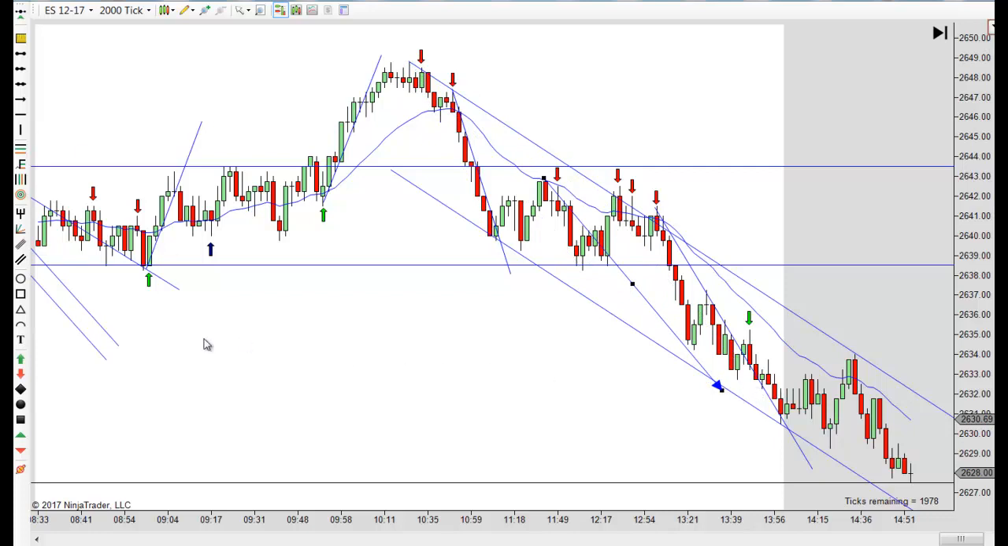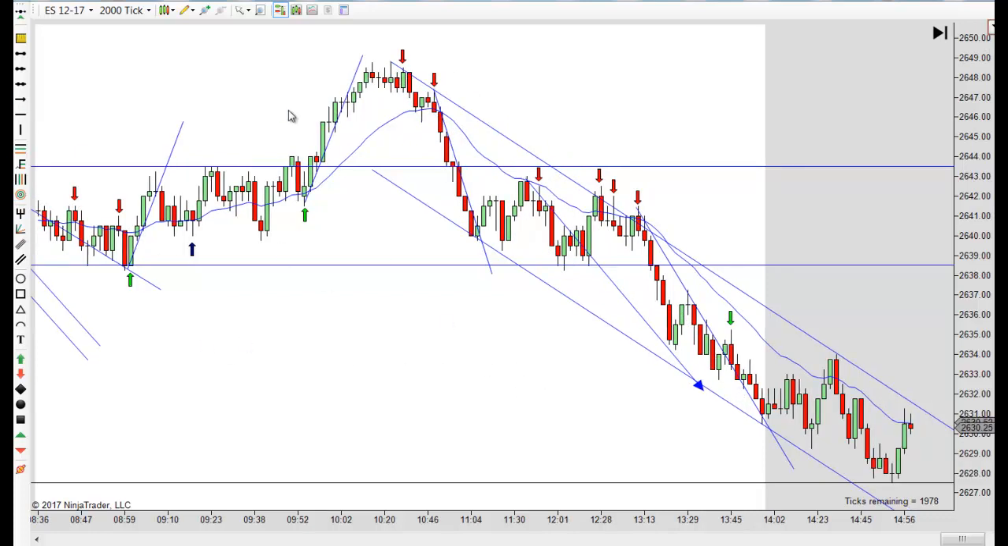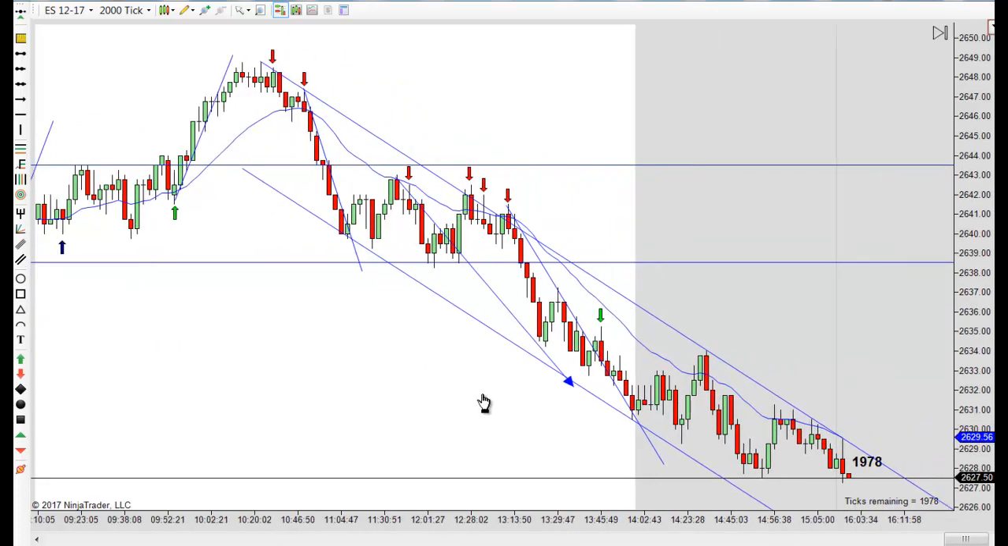And then, of course, I showed you at the beginning how to find the big leg down from earlier, and that would have given you another target. But that pretty much gets you into the 2 o'clock hour. Notice that you got a shorter term trend line working down right through here. And you get your first break here, and it actually goes higher.